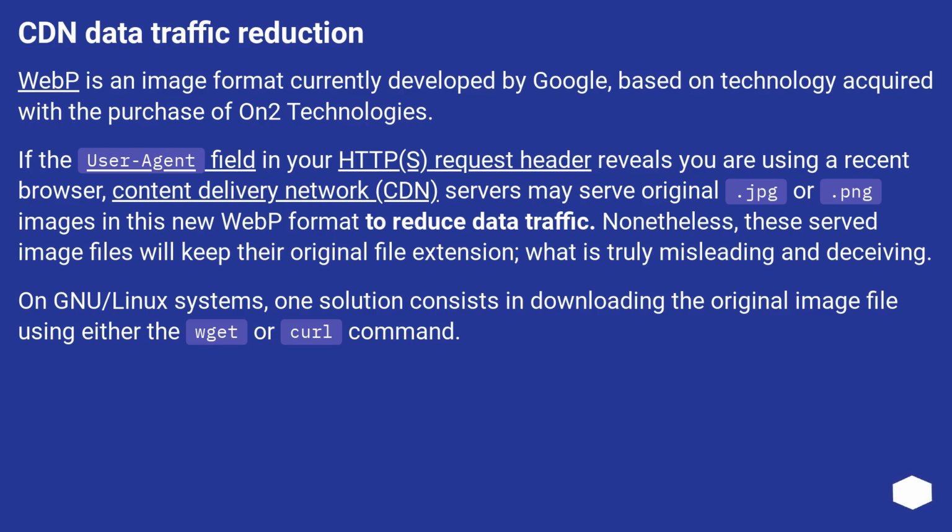CDN data traffic reduction. WebP is an image format currently developed by Google, based on technology acquired with the purchase of On2 Technologies. If the user agent field in your HTTP request header reveals you are using a recent browser, content delivery network (CDN) servers may serve original .jpg or .png images in this new WebP format to reduce data traffic. Nonetheless, these served image files will keep their original file extension, which is truly misleading and deceiving.